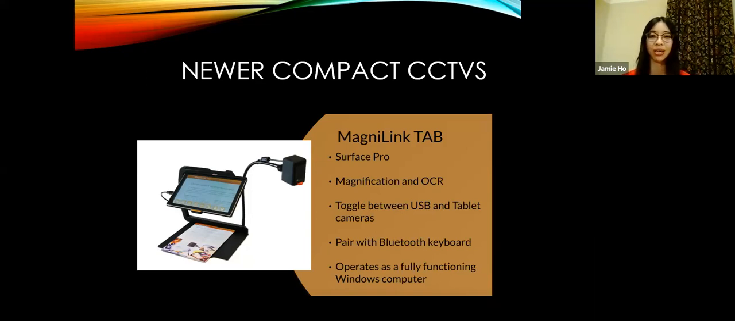This is a MagniLink tab. It runs on a Surface Pro. You can see this whole stand, you can collapse it and it becomes the size of a laptop, really. There's magnification, there's OCR. You can toggle between the USB and the tablet. You can have a Bluetooth keyboard. It literally operates on Windows. And so there's a lot of versatility in these newer generation CCTVs.